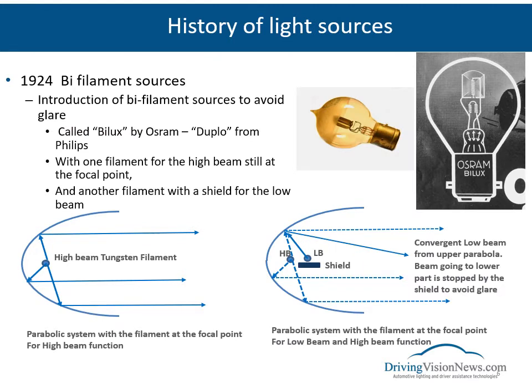The issue concerning the glare was solved in 1924, both by Osram and Philips, with the invention of bifilament sources. The high beam filament was still placed at the focal point, but another filament placed ahead for the low beam was used with a shield. So the rays going to the upper part of the parabola were going down on the road because the beam was convergent, and the rays normally going to the lower part of the parabola were blocked by the shield, avoiding glaring the other users when we were using these filaments.